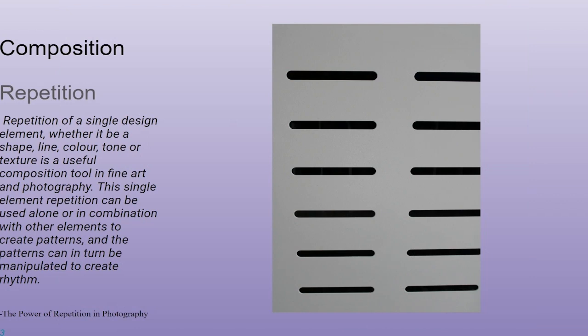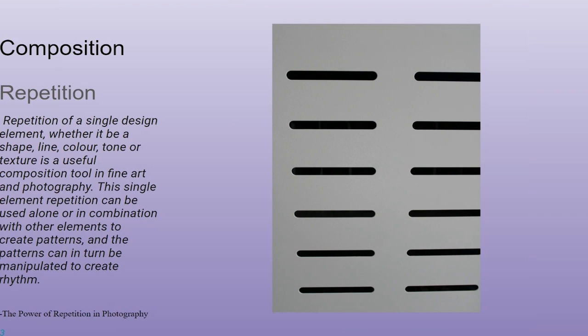Now, repetition. A repetition of a simple design element, whether it be shape, line, color, tone, or texture, is a useful composition tool in fine art and photography. Repetition can be used alone or in combination with other elements to create patterns, and the patterns can in turn be manipulated to create rhythm.